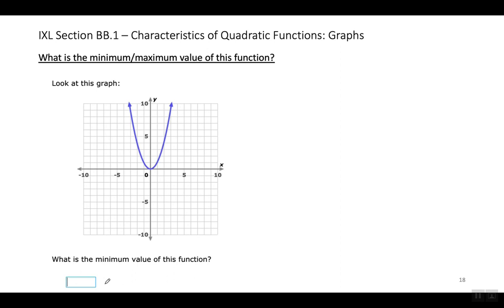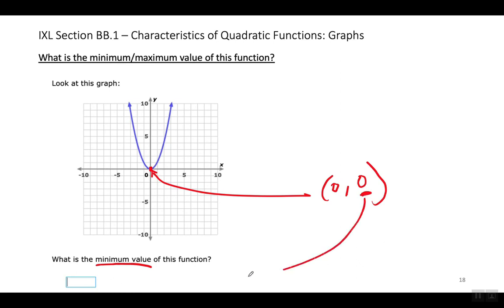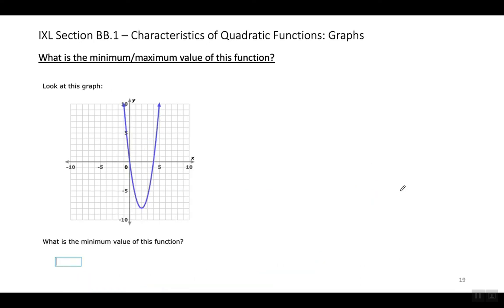Okay, here the parabola again opens up. So they're asking you for the minimum value. It's the y-coordinate of the vertex. This one's easy because it's 0, 0. Well, they're all easy. So the minimum value is going to be 0. What is the minimum value of this function? So get the y-coordinate of the vertex, which is located at 2, -8. So the minimum value is -8.